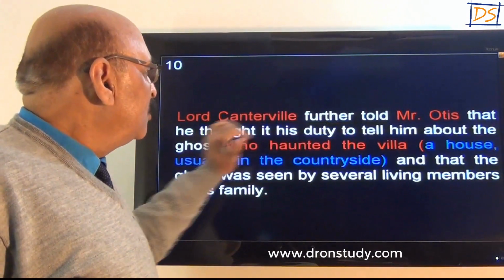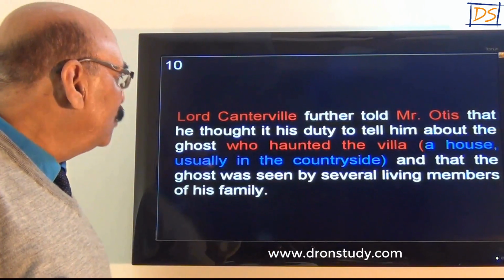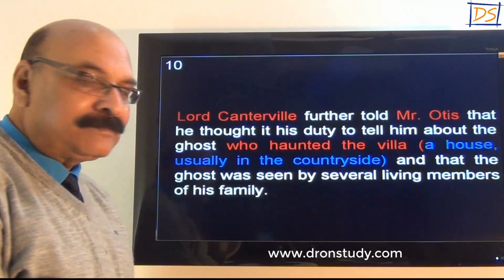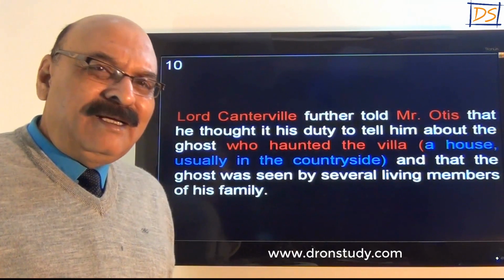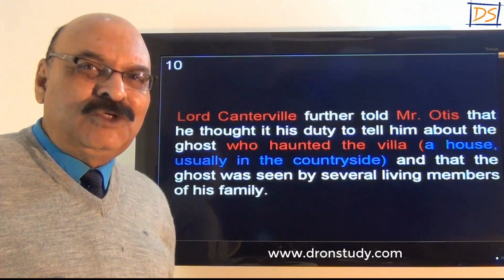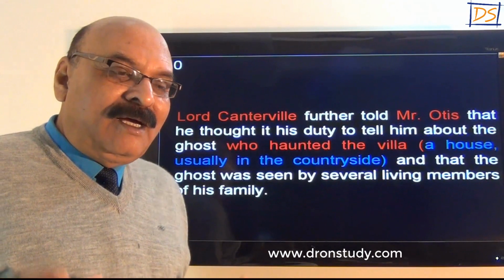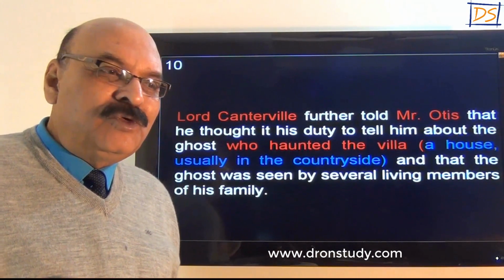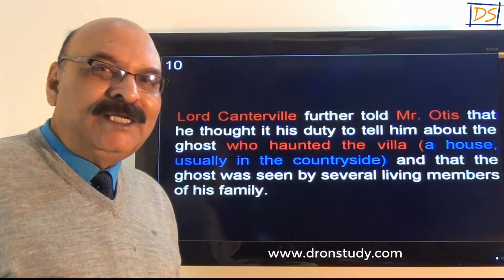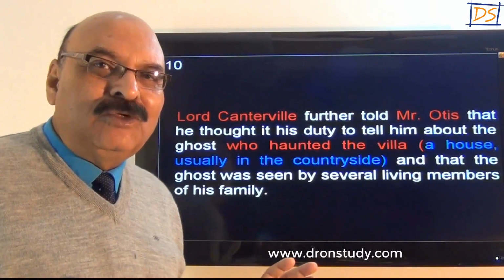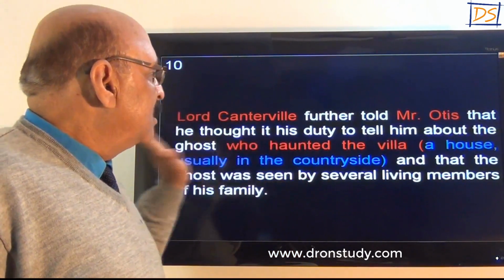Lord Canterville further told Mr. Otis that he thought it his duty to tell him about the ghost who haunted the villa. Lord Canterville told him plainly, simply, clearly that this was his duty. Sir, this is my duty to tell you everything about this house, otherwise afterwards you would come to know and then you would blame me that Lord Canterville didn't tell you anything. So he told everything to him, thinking it his duty, and about the ghost who haunted the villa.